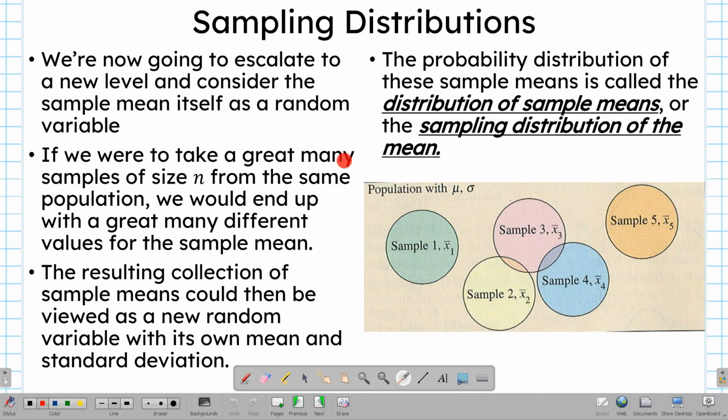If we were to take a great many samples of size n from the same population, we would end up with a great many different values for the sample mean, as illustrated here. So if we get 5 samples, we will get 5 different means. The resulting collection of sample means could be viewed as a new random variable with its own mean and standard deviation. So the probability distribution of these different means from different samples is what we call the distribution of sample means, or the sampling distribution of the mean.